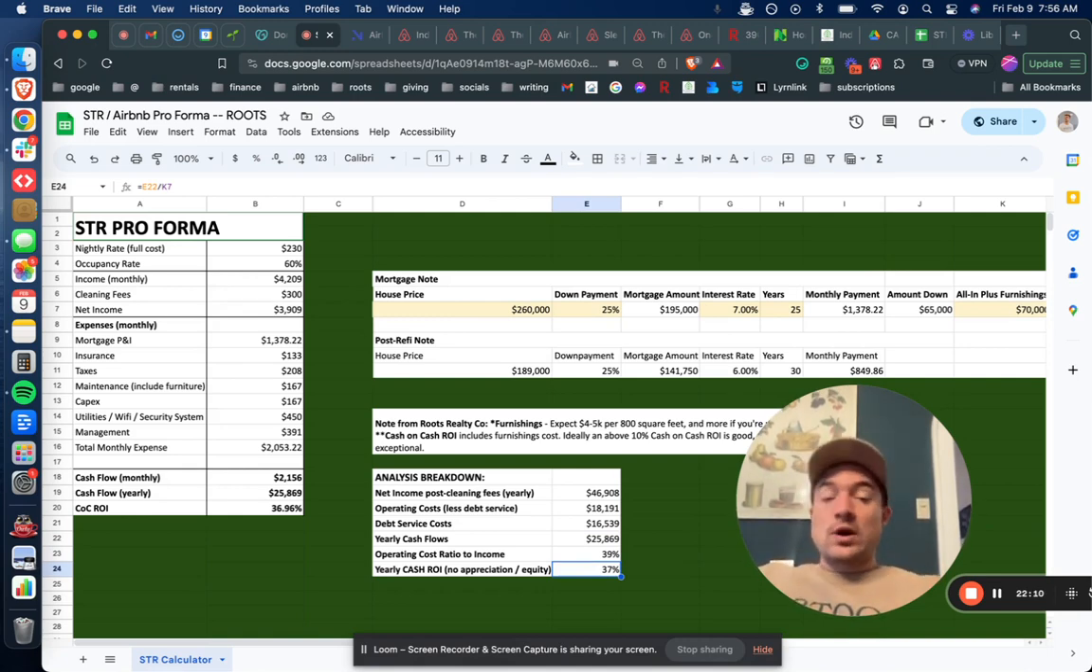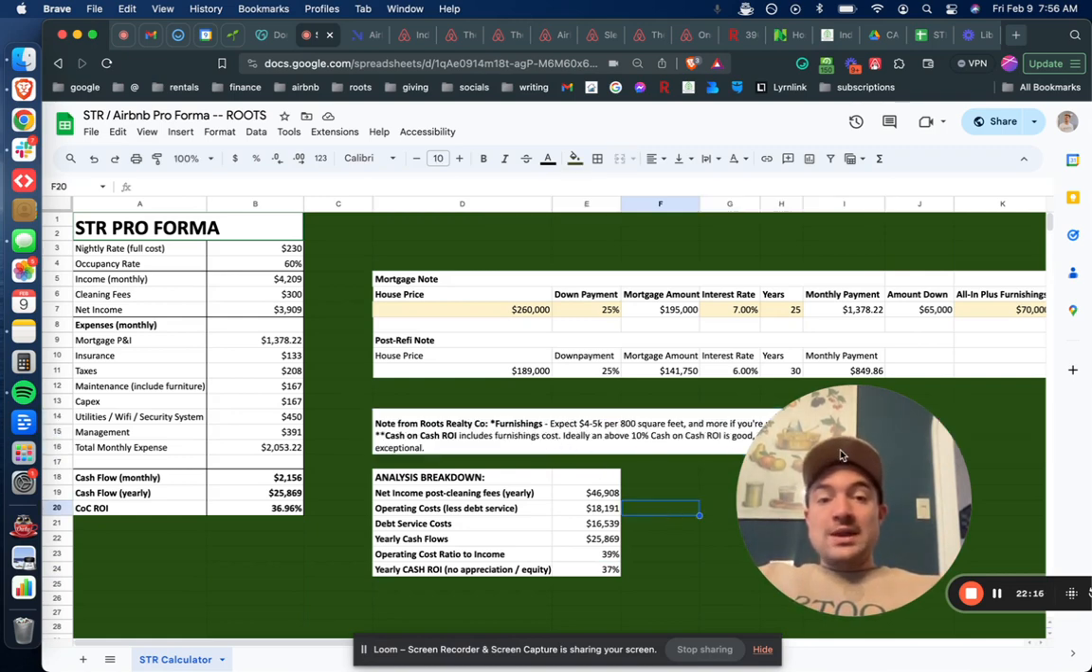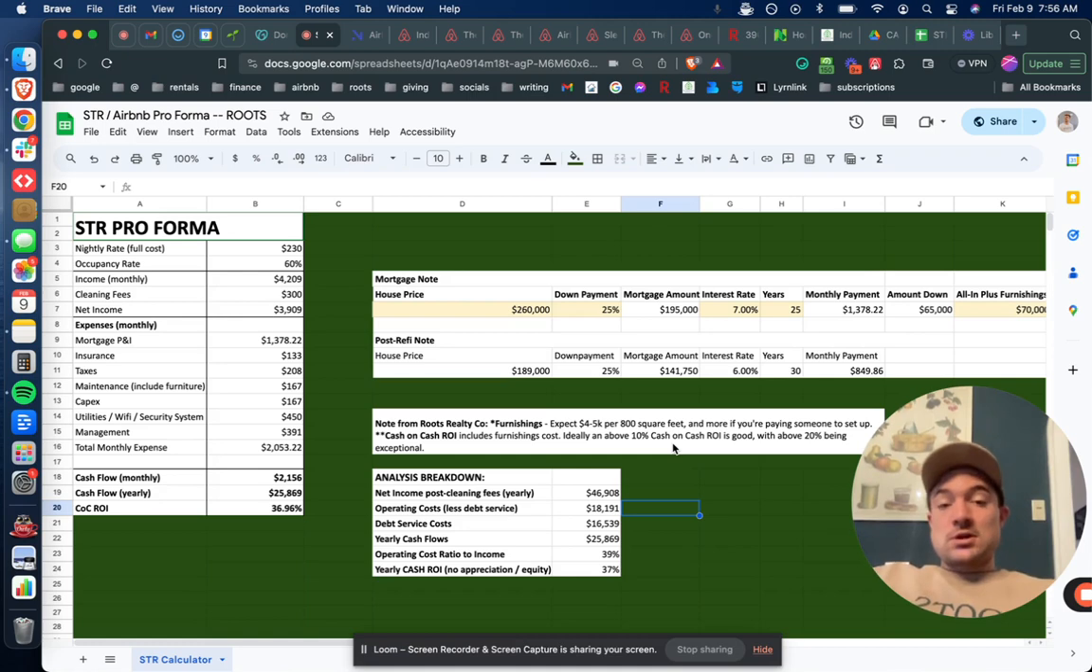That is quite good. I actually wrote a note here which says that in Indianapolis, anything above 10% cash on cash ROI is great, 20% being exceptional. So a 37% is quite strong. And I think this will be a great investment. Now, keep in mind, I am putting 25% down, and that is a little higher. So I'm putting more cash into the deal to make it cash flow more.